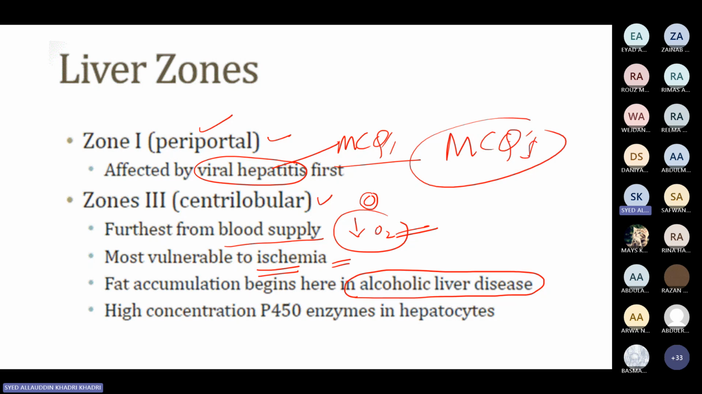High concentration of P450 enzymes in hepatocytes is very important for you to understand drug metabolism of what we actually eat. We take a lot of Panadol daily, and sometimes in rheumatoid arthritis we take methotrexate, and there are hundreds of drugs which affect the liver and cause liver cell injury.